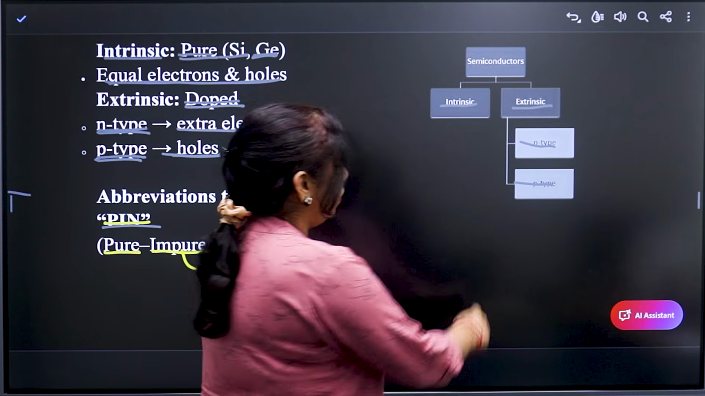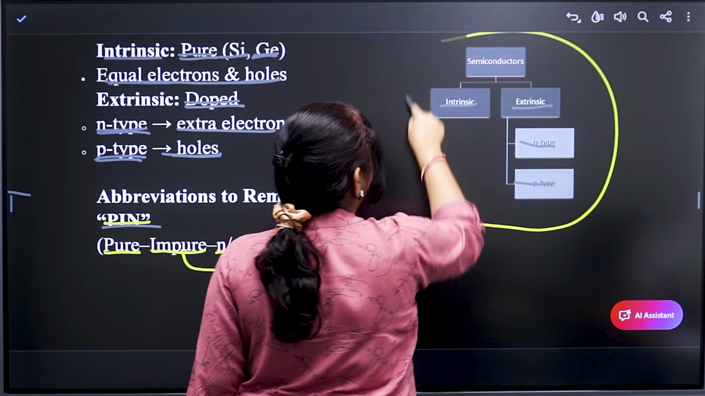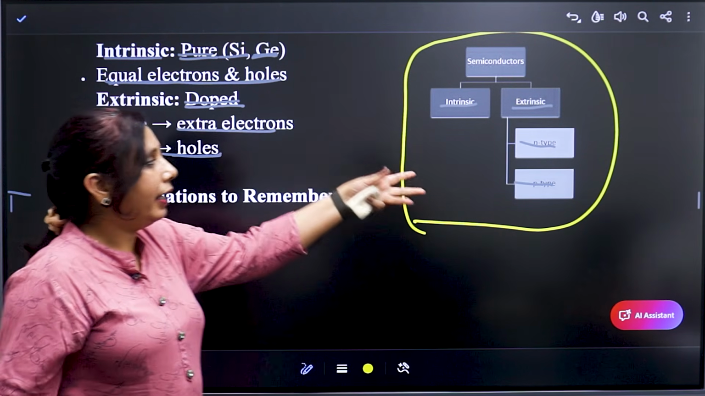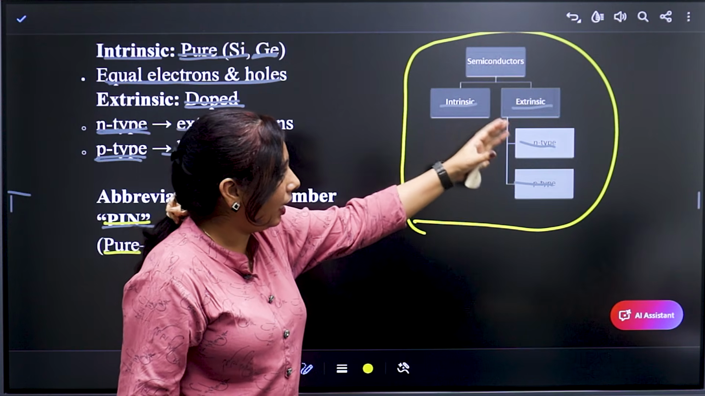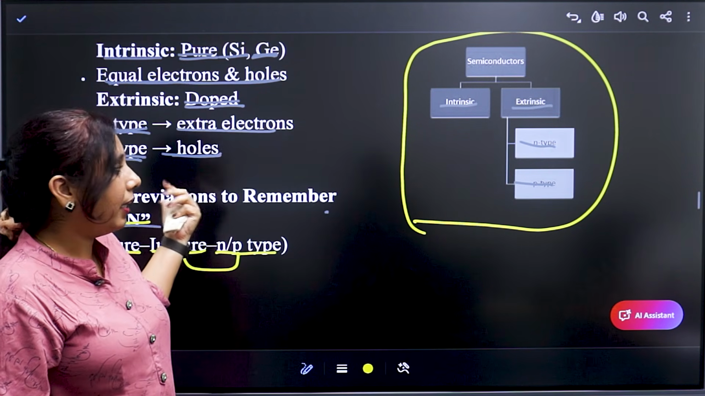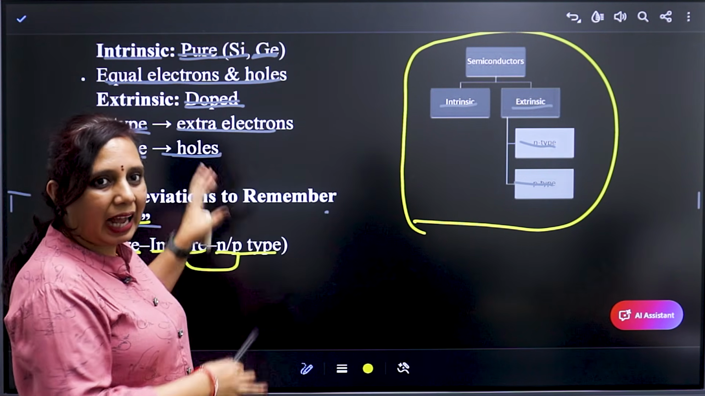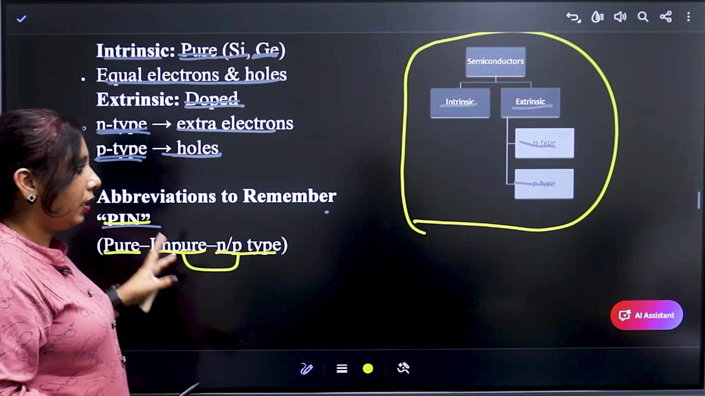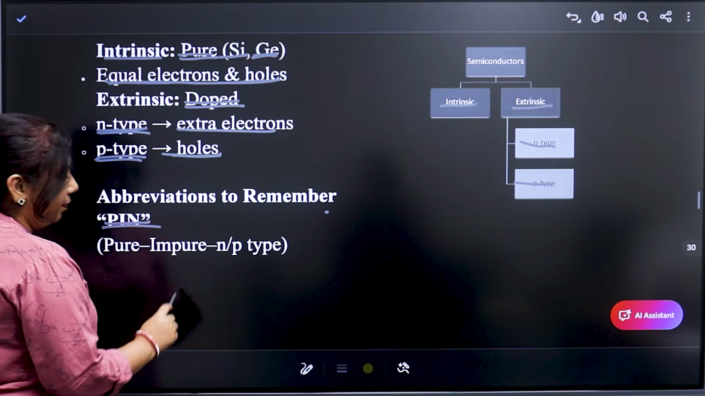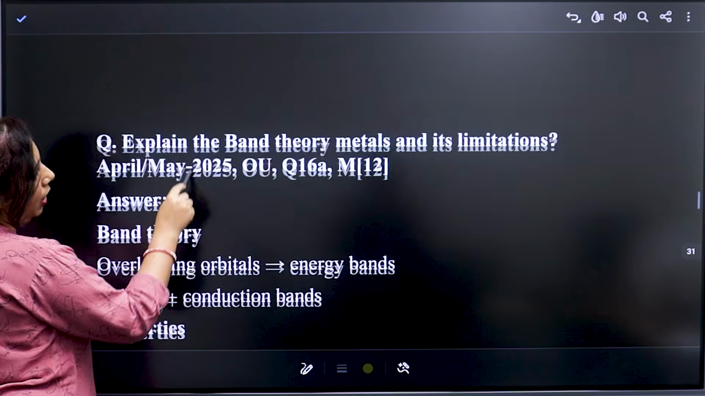So don't forget to draw this flowchart. If you understand this flowchart and you can write it in sentences, then the answer will be complete. Right? So next, let us see the next question.